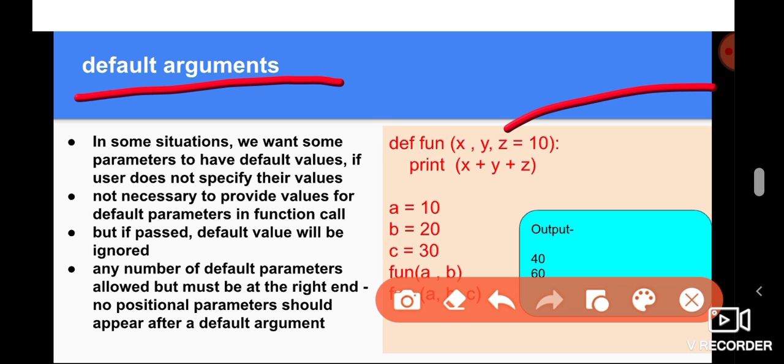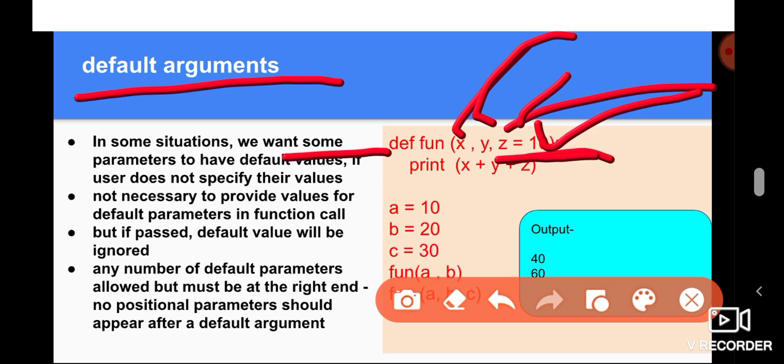Okay, so look at this function definition. def fun, 3 parameters are declared, x, y and z, but z is declared in some special way. It is written that z is equal to 10. So what this means is that z is a default argument or default parameter, and if when calling the function we don't supply an argument for z, then value 10 will be assumed for it. That is why it is called a default argument or default parameter.